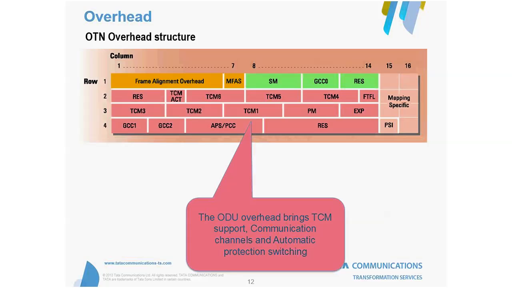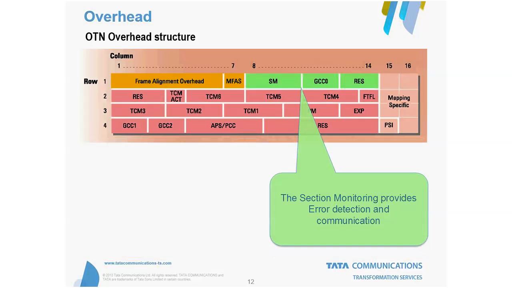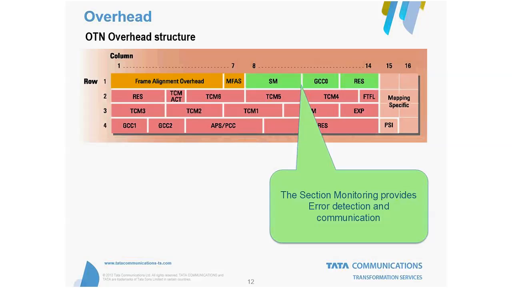And we also have a few other bytes. This is reserved, and that is also reserved, and that is FTFL for fault, and PM is for path monitoring, and EXP is experimental. And the next section is the green part, which is the OTU overhead. This is ODU, that is OTU, and the last one is OPU. Transport unit, data unit, payload unit.